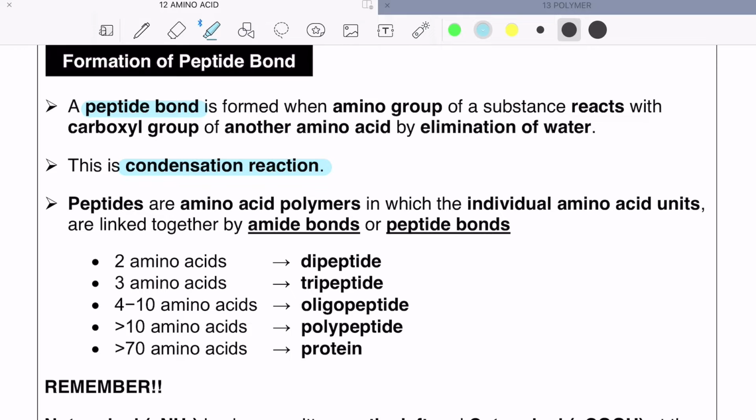As you can see here, if you have 2 amino acids, it is called a dipeptide. 3 amino acids, we call it a tripeptide, and 4 to 10, an oligopeptide. More than 10 is a polypeptide, and more than 70 amino acids, that's when we call them a protein.